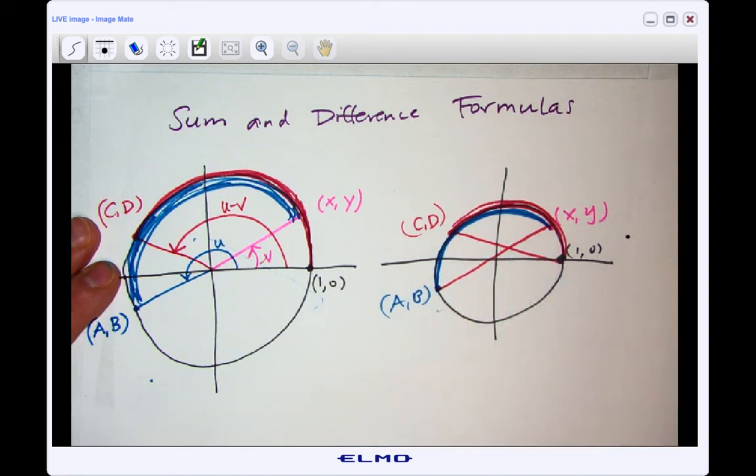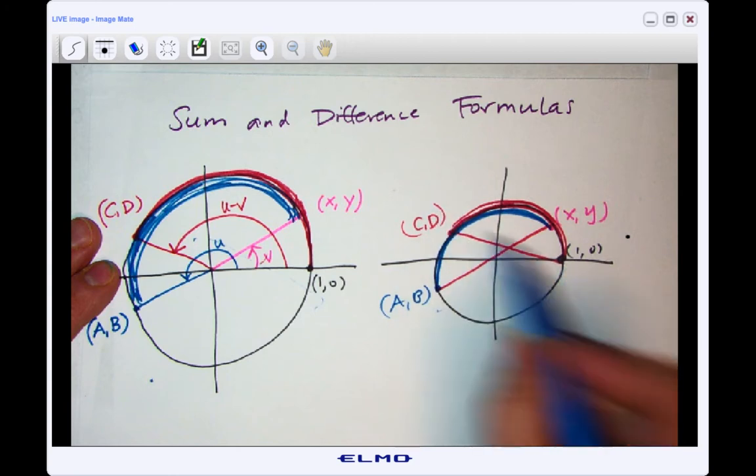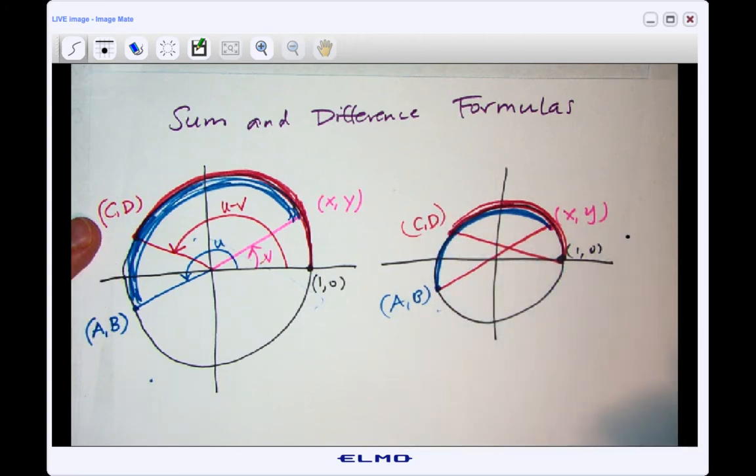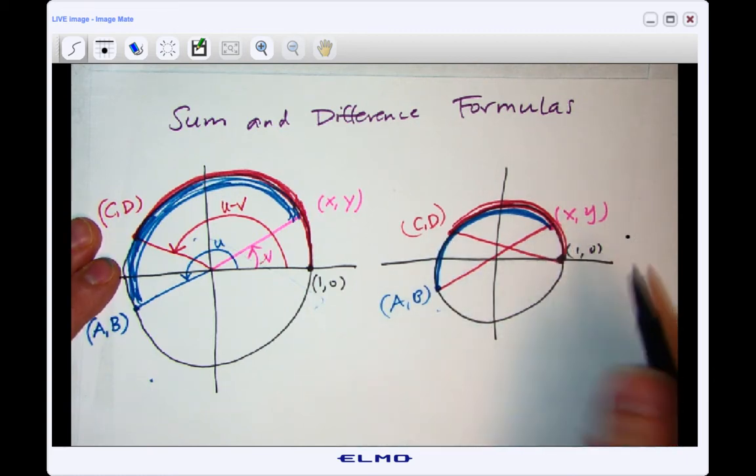So what I'm going to do is make an equation that says that those chord lengths are the same size. And how do you find length if you're sitting on a coordinate plane? Well, you use the distance formula. So that's what I'm going to do. I'm going to say the distance of this chord and the distance of this chord are the same.